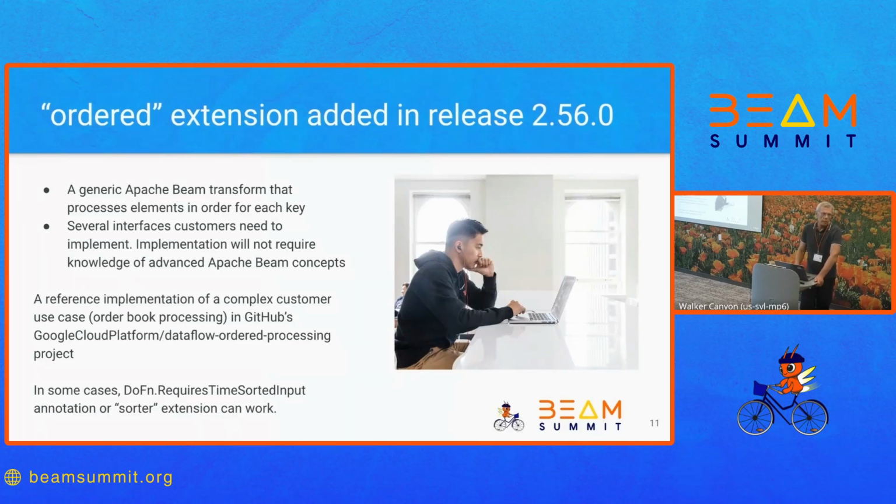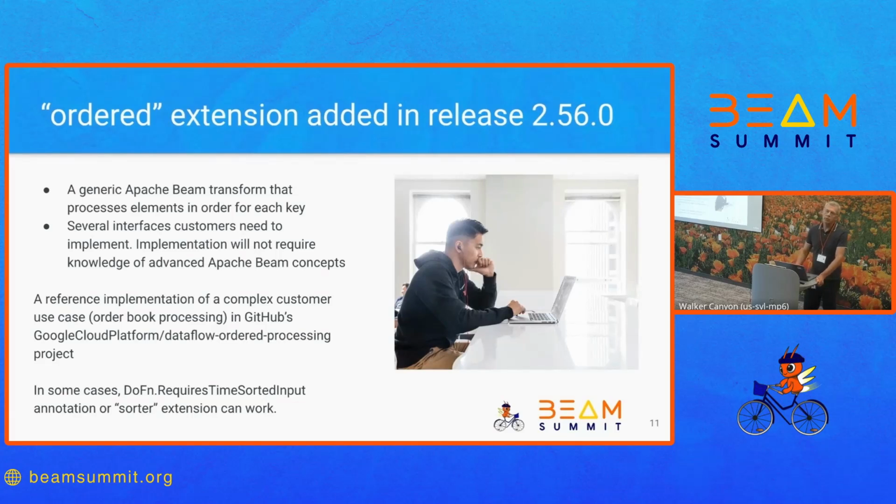But what it does is that it actually uses the ordered Beam transform and says, okay, for a non-trivial customer case, this is how this ordered Beam transform can be used. In case you need to do an ordered transform, there are a couple of facilities inside of Beam that can help with some sort of sorted processing.